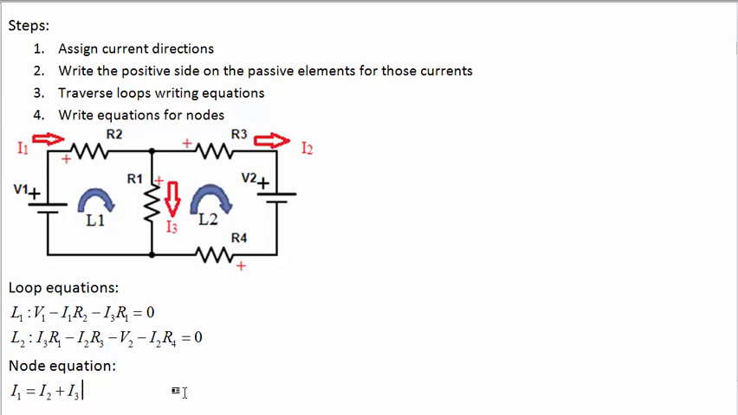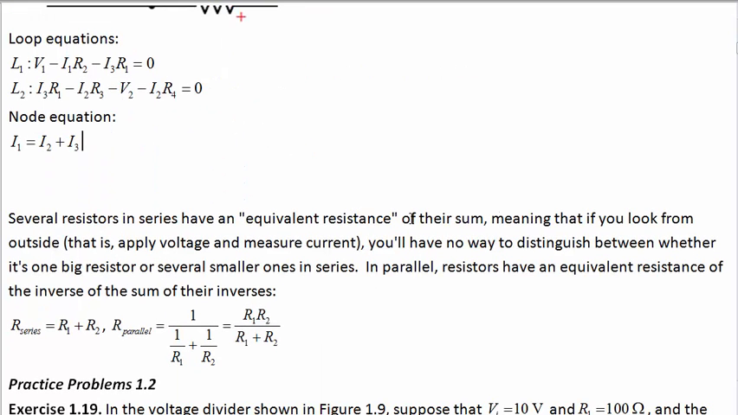And that's it. Several resistors in series have an equivalent resistance of their sum, so you can add them up if they're in series. If they're in parallel, it adds like the inverse of their inverses. So 1 over the resistance in parallel is the sum of the inverse resistances. This is because 1 over the resistance you can think of as the conductance, and if you've got more paths in parallel, then the conductances add together.